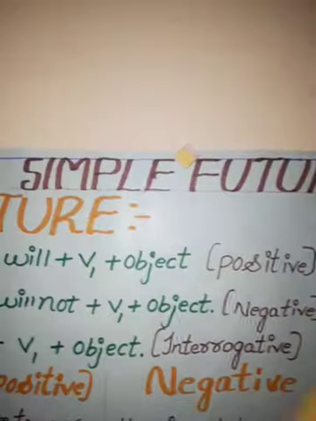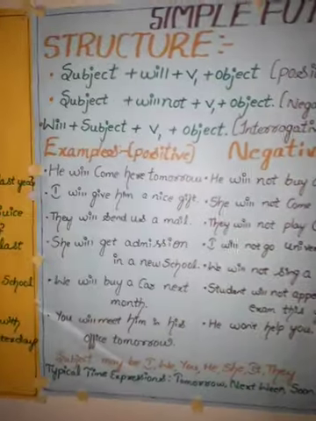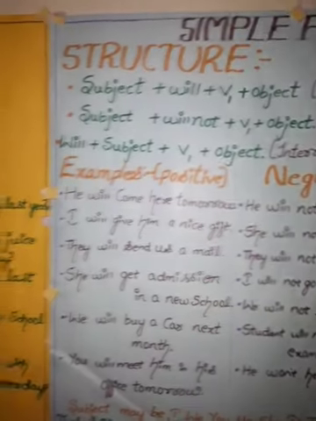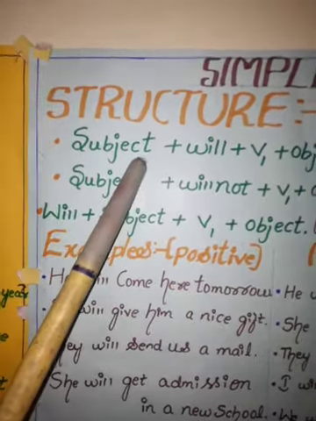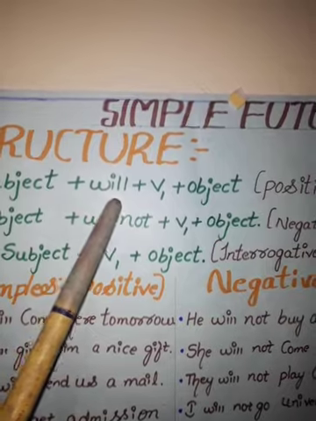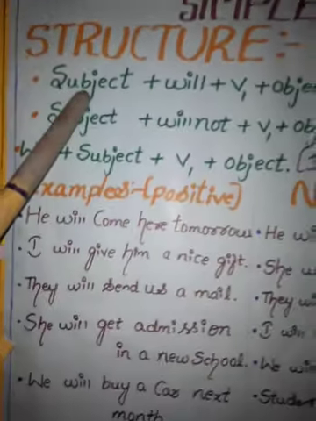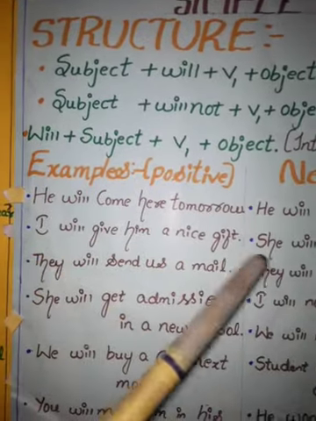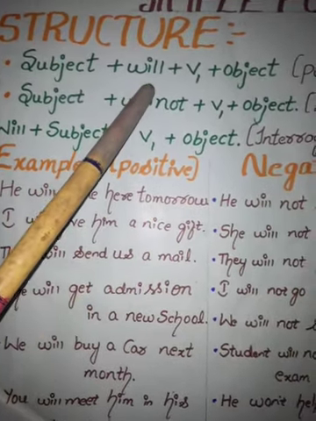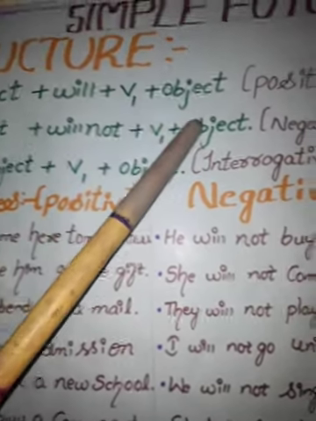Now coming to your next tense, that is simple future tense. Simple future tense is a form of the verb which talks about an action which is going to happen in the future. Now coming to the structure of a simple future tense: subject plus will plus V1 plus object. Where subject is I, we, you, he, she, it, they, all, and will is an auxiliary verb and V1 is the base form of the verb.